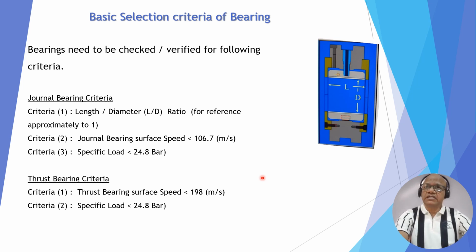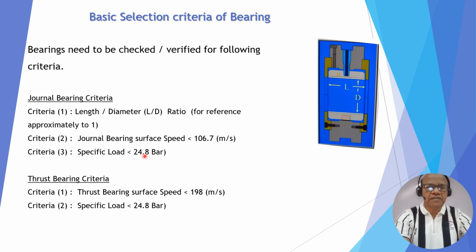So how to calculate the axial forces, you can refer to my video which is available on my channel. And the projected area, you can use pi by 4 times D2 outer diameter squared minus inner diameter squared. If you divide the axial force by this projected area, this will give the specific load, and it should be lesser than 24.8 bar.